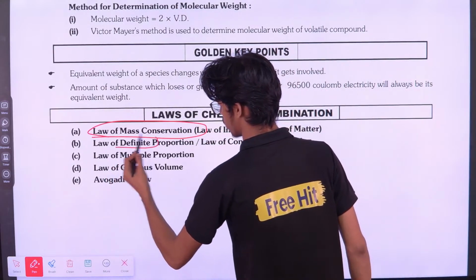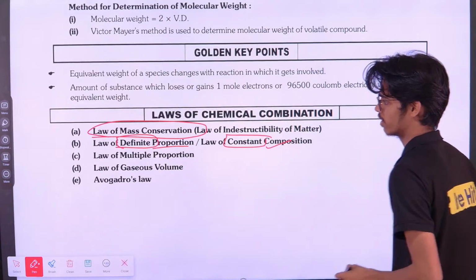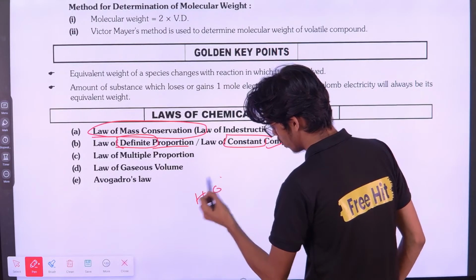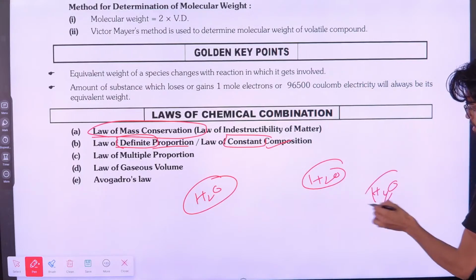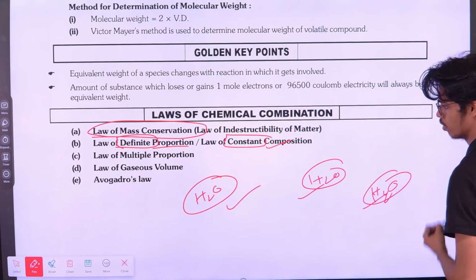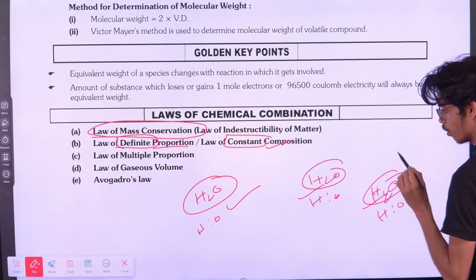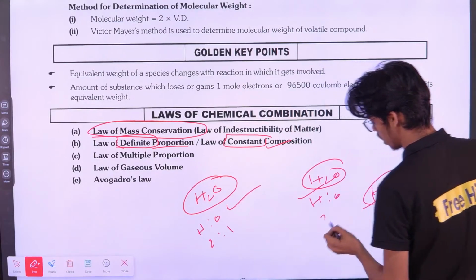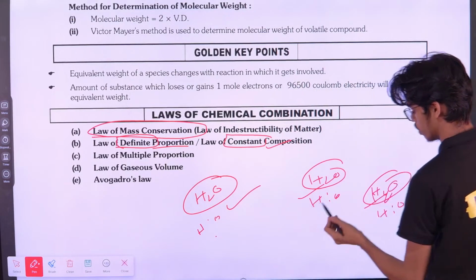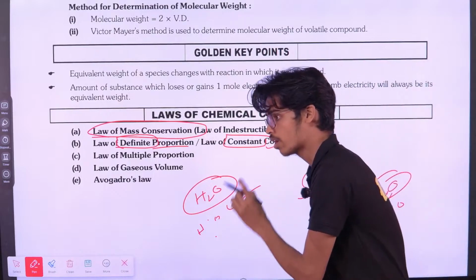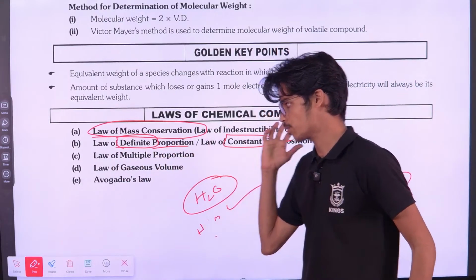Law of definite proportions, or law of constant composition. It means what? See, if you find water from your pond, from your filter, or from somewhere else, in all of these water molecules the hydrogen and oxygen are going to be present in the same ratio. Understandable? 2:1, 2:1, 2:1. Doesn't matter which water molecule you take. So the proportion is definite. That is called the law of definite proportions.